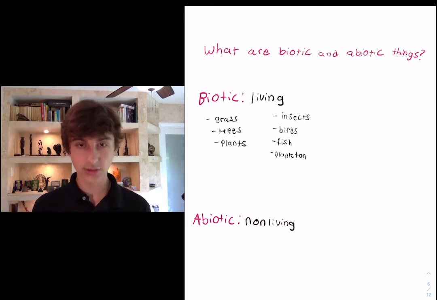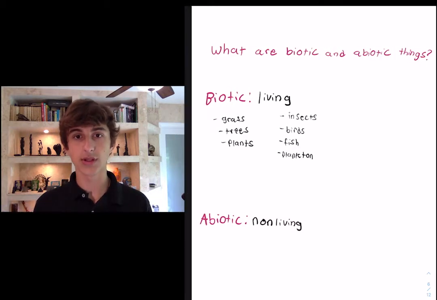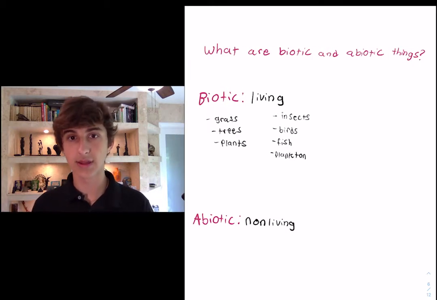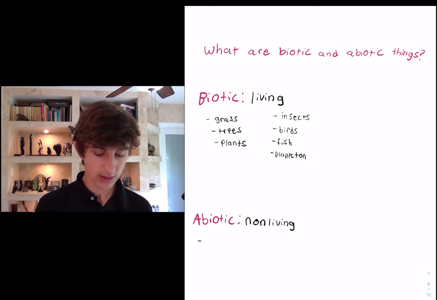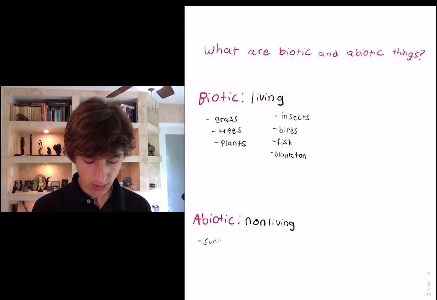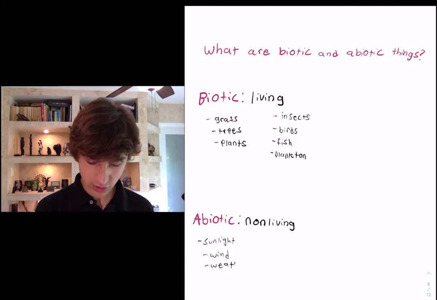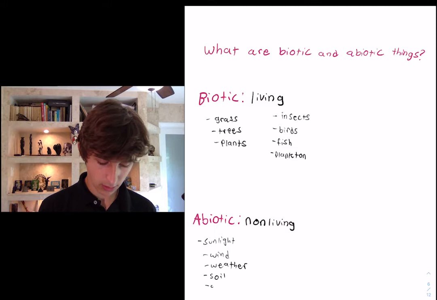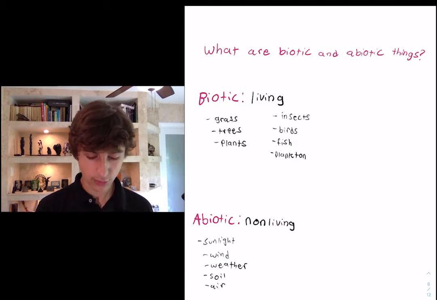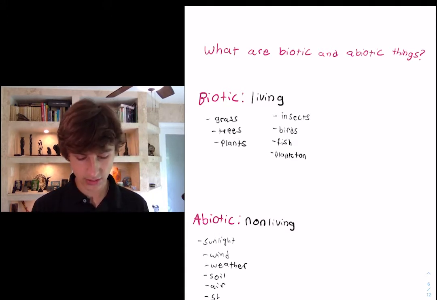Abiotic things are going to be all of the non-living factors, or just things that affect the environment. So this could be anything that you depend on for life. So sunlight, wind, weather, the soil, the air, and for animals, shelter matters too.